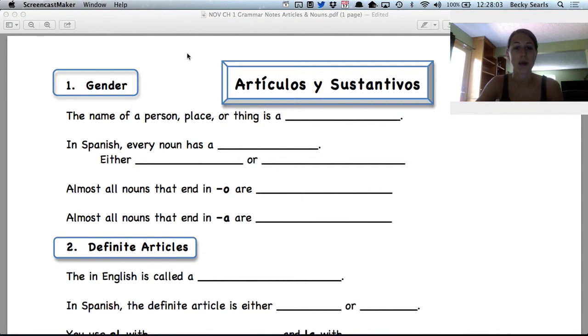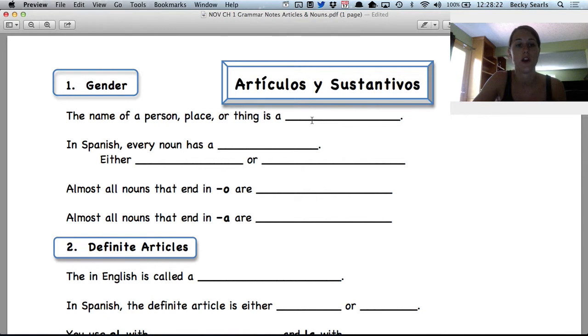You can see the topic on your notes as well as mine. Artículos, articles, y sustantivos, nouns. So the very first thing that you need to be aware of is something called gender. You probably already know what that word means. It might make you think of boy or girl, and that's definitely relevant here.